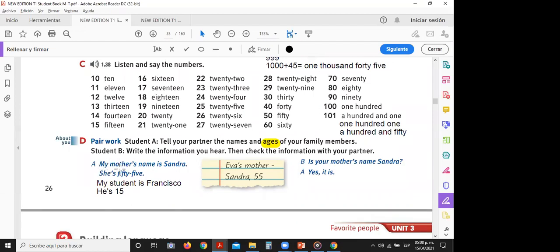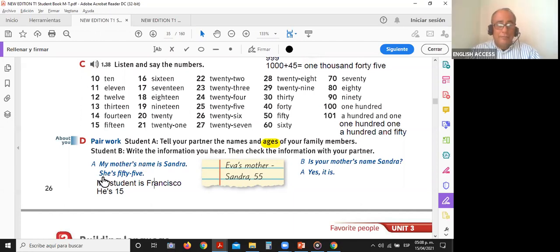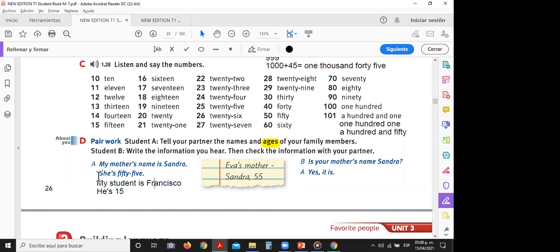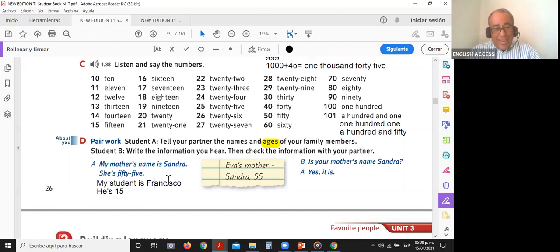My brother's name is Sebastián. Se me olvidó su nombre. He's ¿cuántos años tiene? 7. He's 7. Okay, he's 7. Very good. He's 7 years old. Correct. What about you, Carolina?